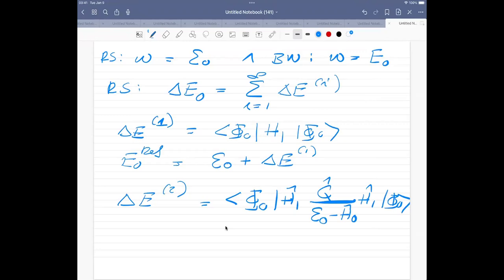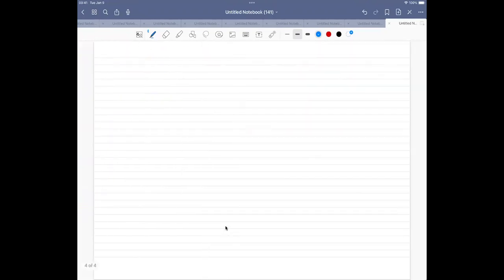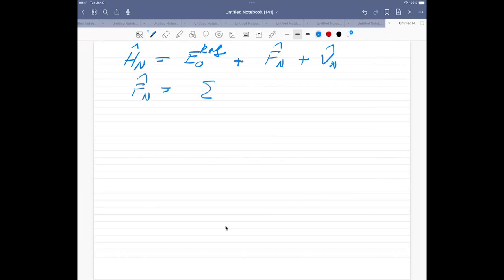So let's now look at not a specific system, but a specific operator, H. We remember that H_N, normal ordered with respect to a given reference vacuum, was given by the reference energy plus the operator F_N plus the operator V_N, where this F_N was given in terms of a one-body operator, where we summed over p and q. We had an integral, and then we have a_p† a_q.